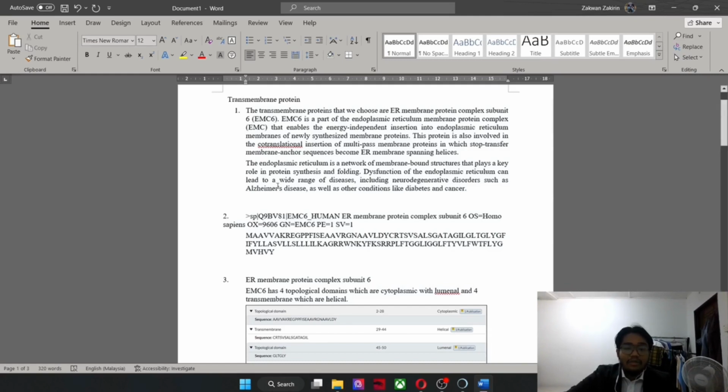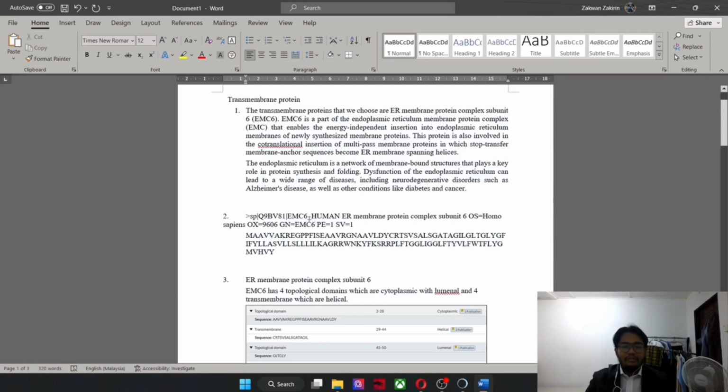The endoplasmic reticulum is a network of membrane-bound structures that also plays a key role in protein synthesis and folding. This function of the endoplasmic reticulum can lead to a wide range of diseases, including neurodegenerative disorders such as Alzheimer's disease, as well as other conditions like diabetes and cancer.